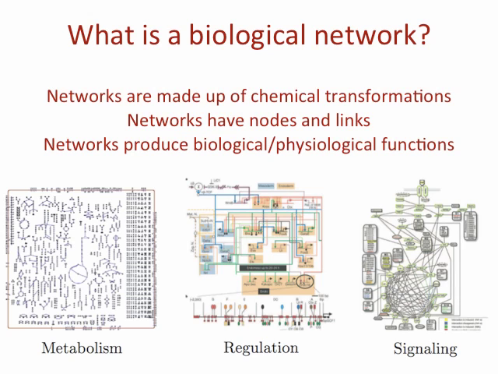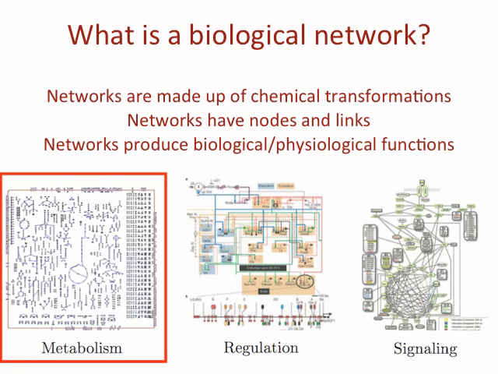The third network shown in this picture is a signaling network, and this is a network that acts in tissues where different cell types send signaling molecules to communicate with one another. In this class, we will primarily focus on a metabolic network.